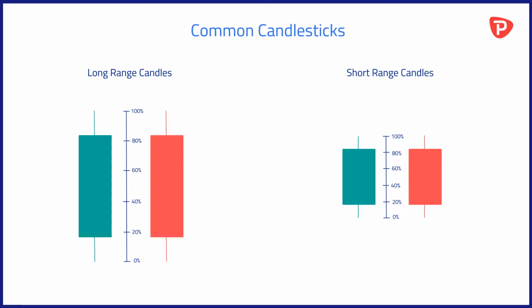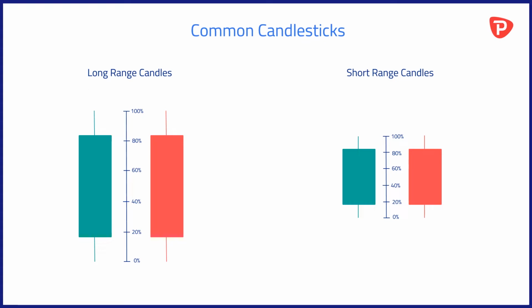For example, if you viewed the candles on the screen in isolation, you could not determine if they are long-range or short-range candles. But when you look at them as a group, it is easy to see that the candles on the right have only half the range of the candles on the left.